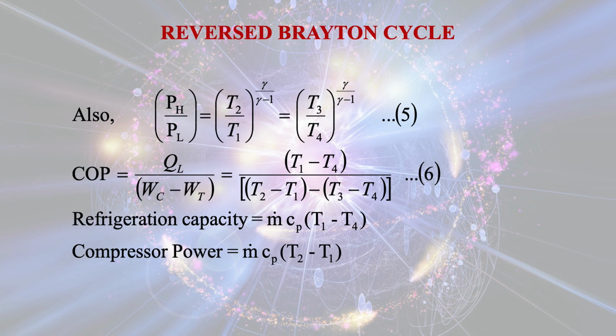COP is the net refrigerating effect by the net work done. So that is QL divided by WC minus WT, that is equal to T1 minus T4 whole divided by T2 minus T1 minus T3 minus T4. The refrigeration capacity is equal to m dot multiplied by Cp multiplied by T1 minus T4, and the compression power is equal to m dot multiplied by Cp multiplied by T2 minus T1. Here m dot is the mass flow rate of air within this cyclic process.